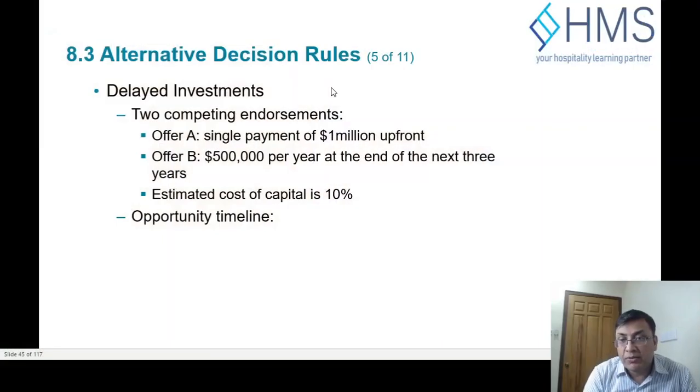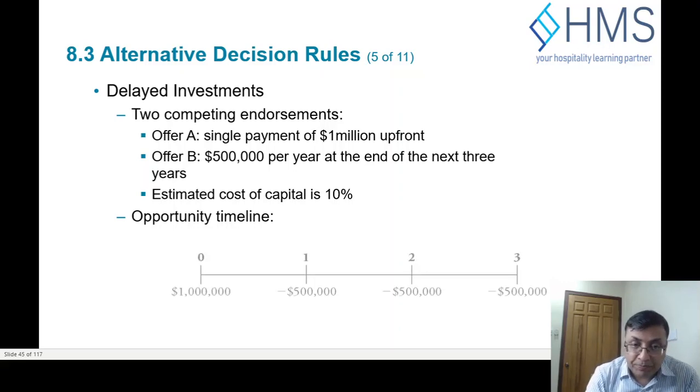So if you see the screen now, you have a problem with the delayed investment. You have a choice: you get $1 million upfront, and then you have to pay $500,000 per year for the next 3 years. Either you get a single payment of 1 million now, or you pay $500,000 at the end of every year for the next 3 years. So what is the better way? Do you want to accept the $1 million today, or accept paying $500,000 at the end of each of the next 3 years?